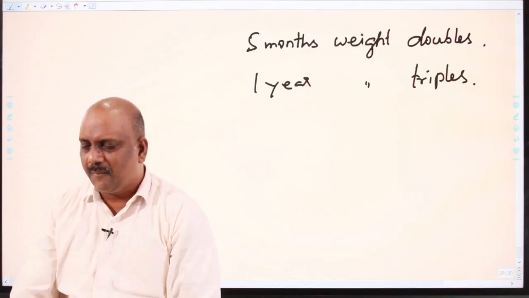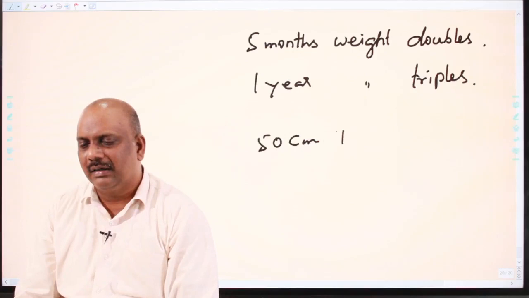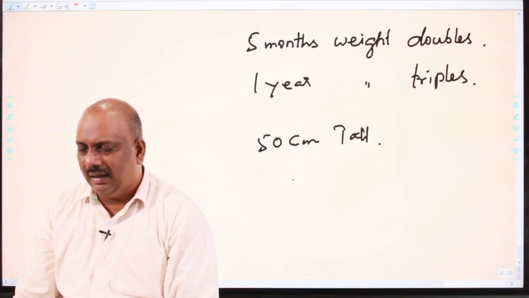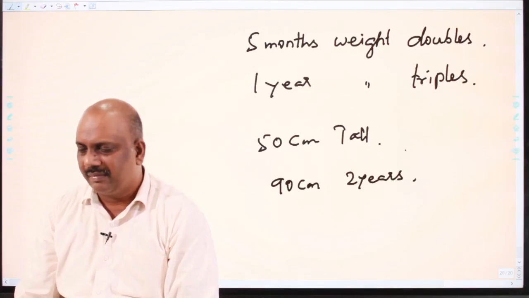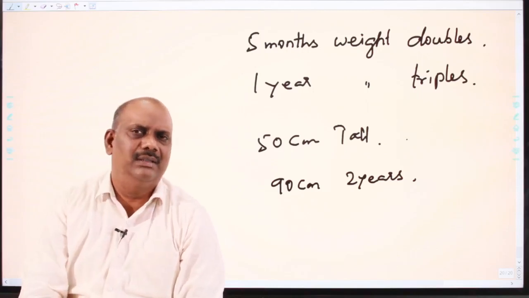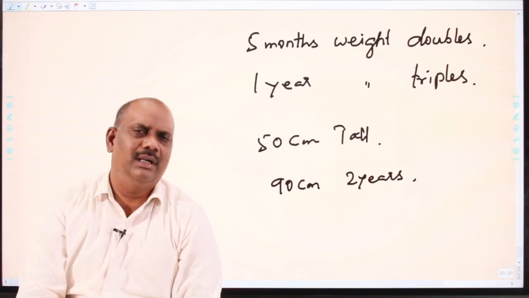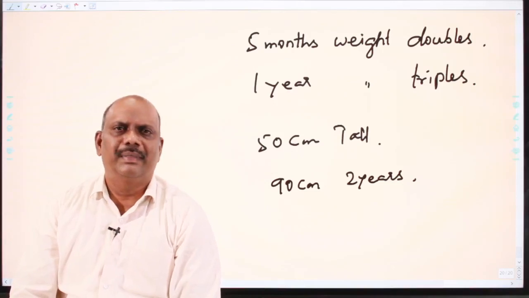Then similarly, at birth, a baby will be 50 centimeters tall, and it becomes 90 centimeters by 2 years. This is something very boring, right? Okay. Simply you can mention there will be an increase in body weight and there will also be an increase in the length. But other things, we need to mention very clearly.